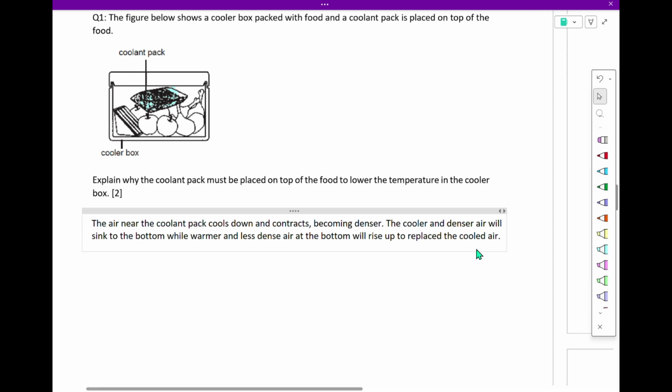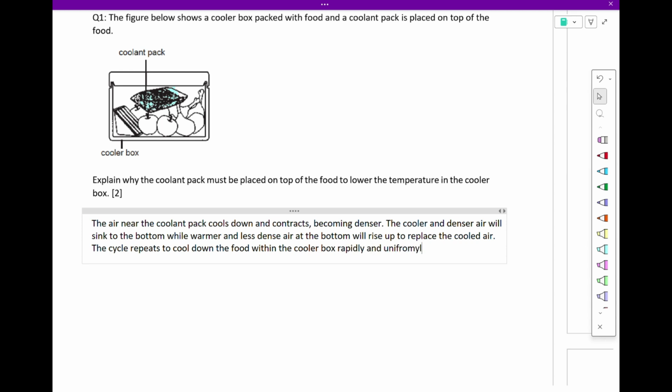Okay, then what happens next is the cycle repeats to cool down the food within the cooler box rapidly and uniformly. Okay, so this is how it works typically.